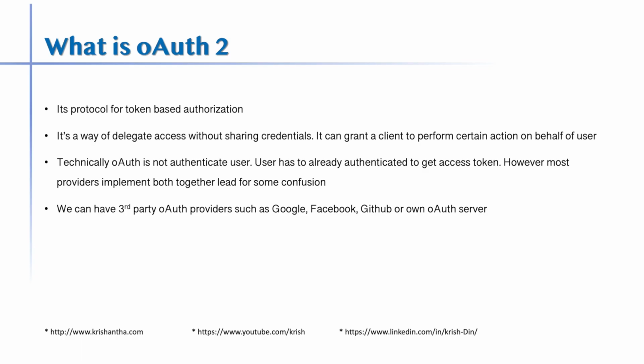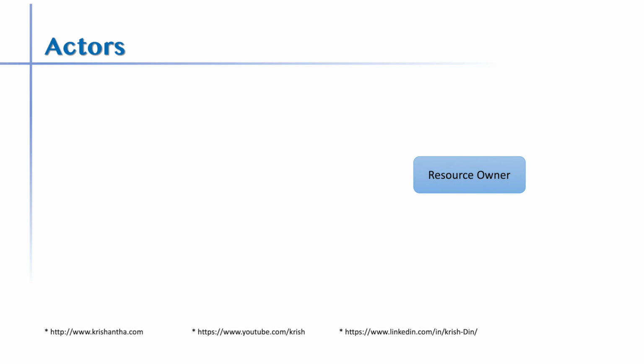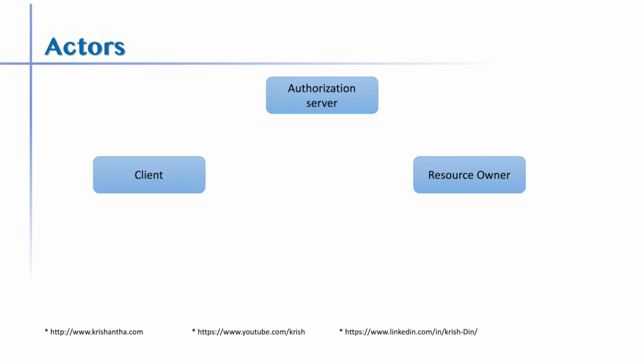Also, we can have third-party OAuth providers such as Google or Facebook or LinkedIn or GitHub in order to get this authorization process. So now we know a little about the basics of OAuth2. There are a few actors in OAuth2. First we have a resource owner, and also we have an authorization server, a client, and a resource server.